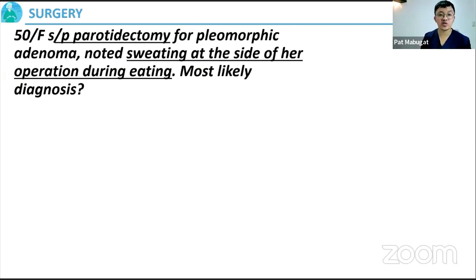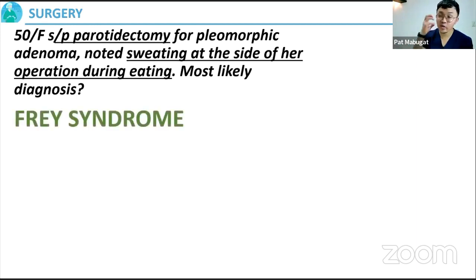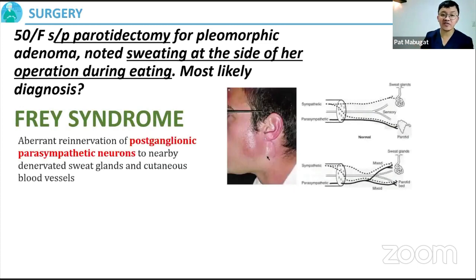Next, a 50-year-old, status post parotidectomy for pleomorphic adenoma, noted swelling and sweating at the right side of the face during feeding. What's the most likely diagnosis? So this is when the patient eats, they cry, sometimes called crocodile tears. This is your Frey syndrome. So Frey syndrome is an aberrant reinnervation of postganglionic neurons, right?